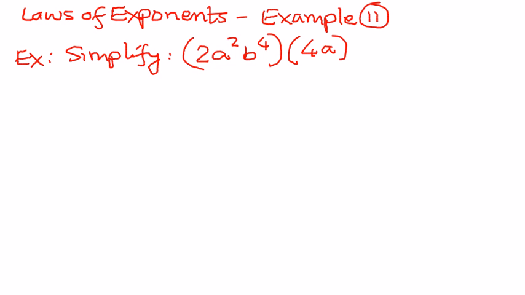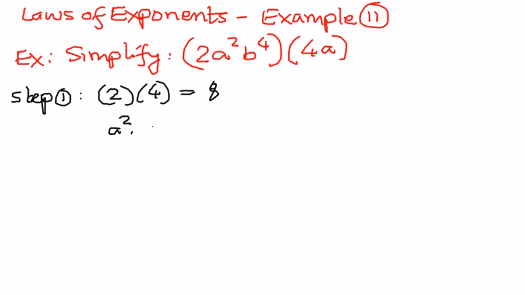This whole thing is multiplied by another term, 4a. In these types of problems we want to use all the laws of exponents and be able to simplify them step by step. As the first step we will multiply the coefficient terms: 2 times 4, which is equal to 8. Then we have the variable terms, a to the power of 2 and a. This means a to the power of 1.